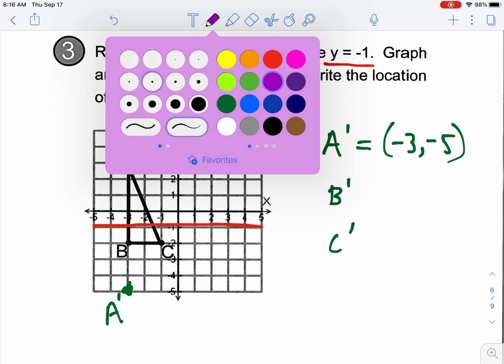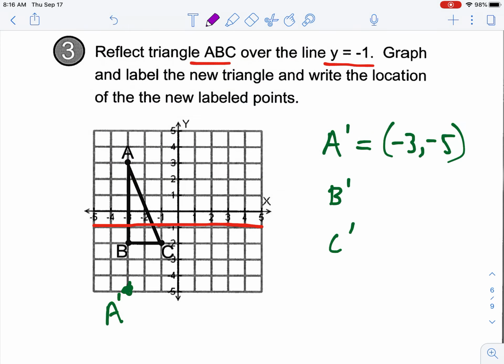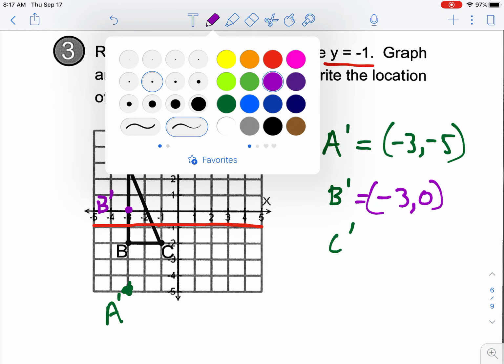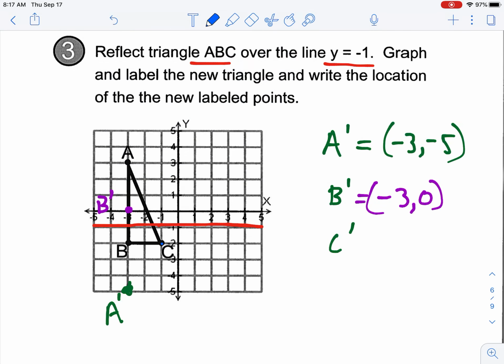Now you'll notice B and C are below the line, so they're going to flip above the line. If I count B to the red line, I go up 1, and I'm going to call it B prime. You'll notice it lands on the picture, which is fine. That coordinate is at negative 3, 0. Your last one is C. C is 1 below the line, so I'm going to count 1 up and then 1 up above it, C prime. Notice that point is at negative 1, 0.